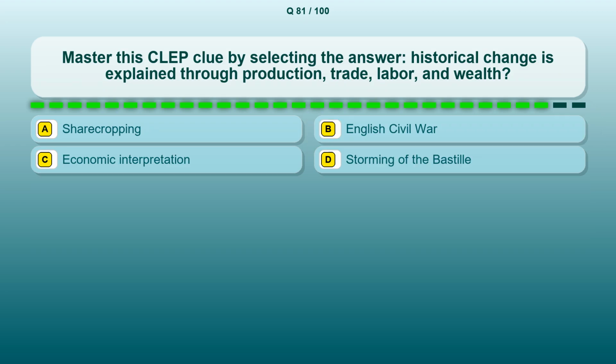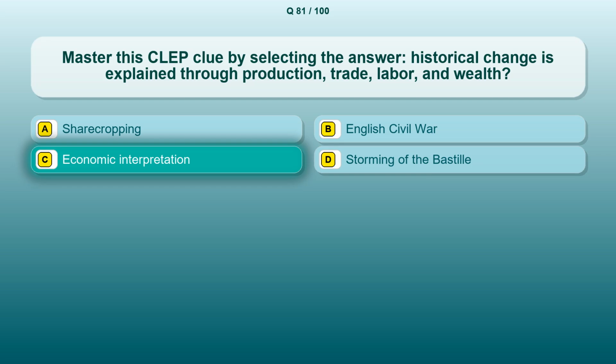Question 81. Master this CLEP clue by selecting the answer. Historical change is explained through production, trade, labor, and wealth. Option A. Sharecropping. Option B. English Civil War. Option C. Economic interpretation. Option D. Storming of the Bastille.